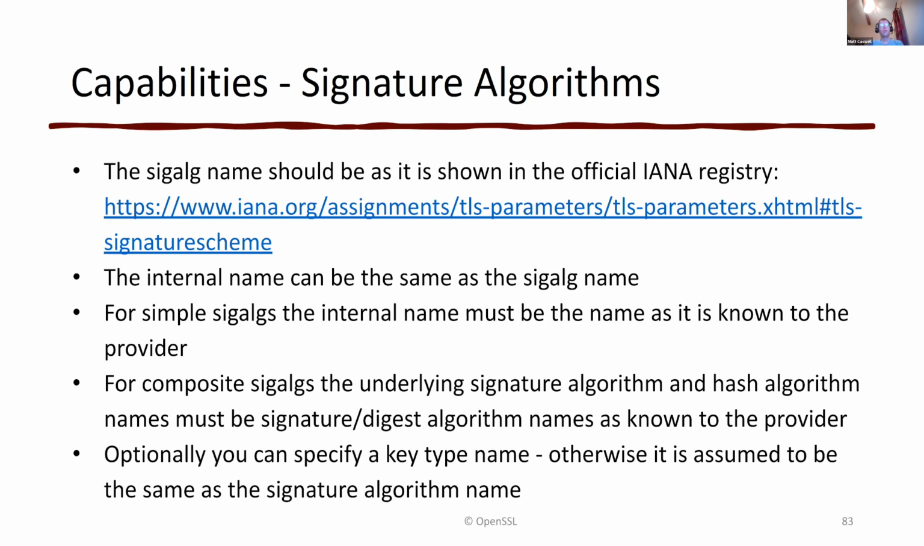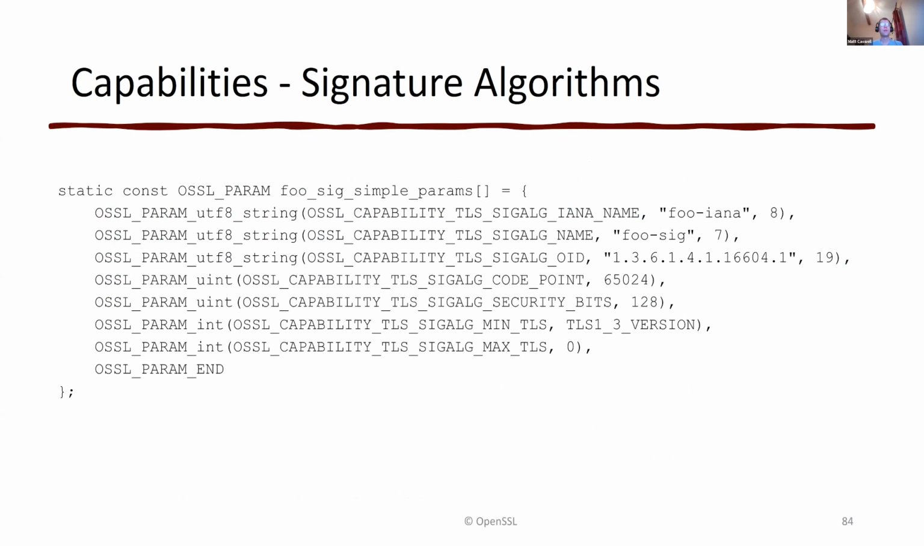And then you also, for composite algorithms, need to define the algorithms as they are known to the provider. You can optionally provide a key type name, which could be different, but otherwise it's assumed to be the same as the signature algorithm name. So let's put that into an example.